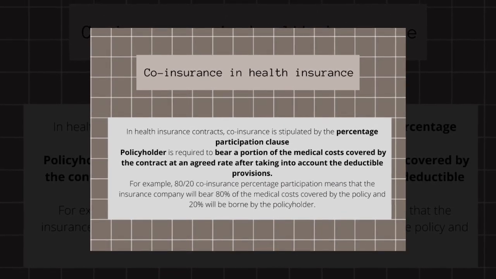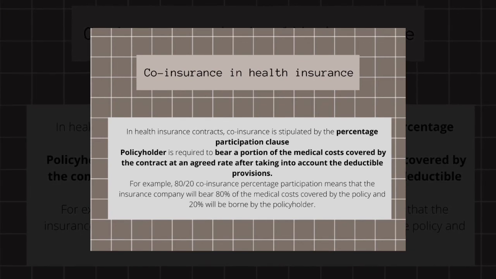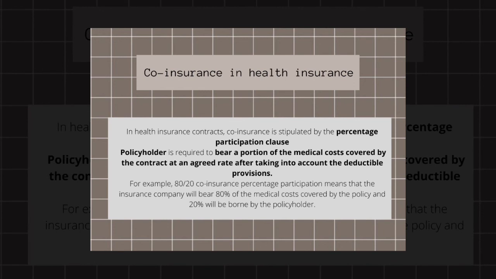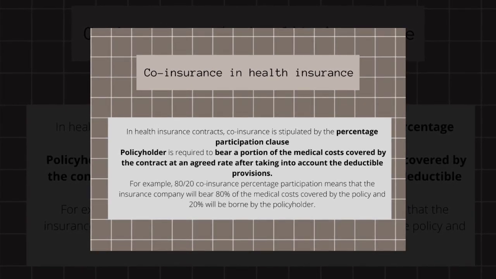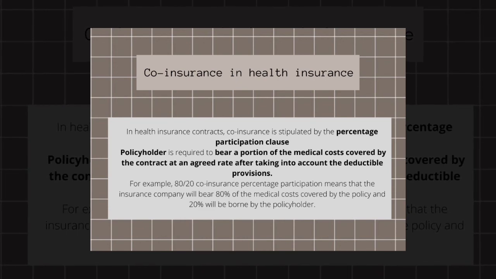Next, co-insurance in health insurance. In health insurance contracts, co-insurance is stipulated by the percentage participation clause. Policyholders are required to bear a portion of the medical costs covered by the contract at an agreed rate after taking into account deductible provisions. For example, 80-20 co-insurance percentage participation means that the insurance company will bear 80% of the medical costs covered by the policy and 20% will be borne by the policyholder.